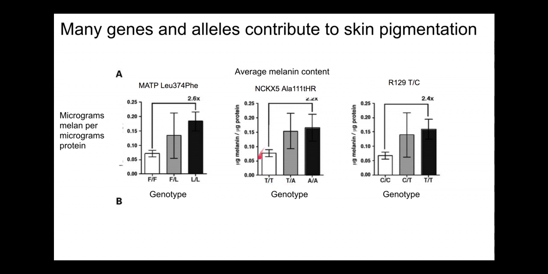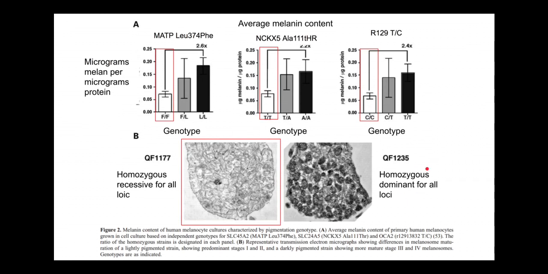And again, this homozygote has low melanin, this homozygous has high melanin. The R129, 2 alleles for the gene, CC has low melanin, TT has high. Now, all cells have all 3 of these genes, and they created cells that were either homozygous recessive for all of the loci or homozygous dominant for all the other ones.